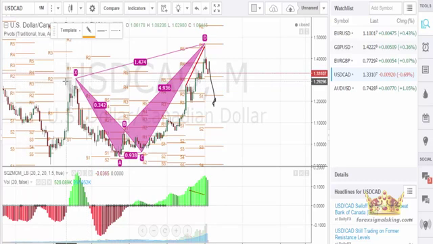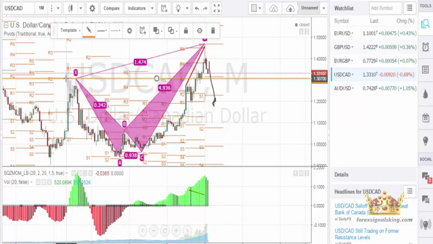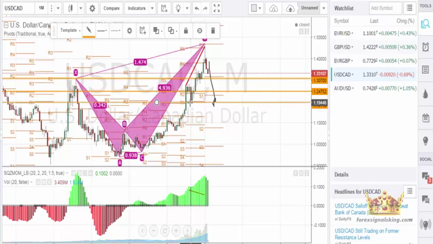The first target at this point, this strong pivot R2, R3, R4, R5. This point is very strong, and also this was a previous resistance before. Extremely strong first target. Second target will be around this area. Third target will be around this area. Then after this, we don't know what's gonna happen.